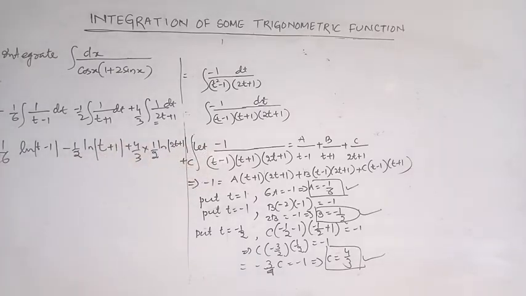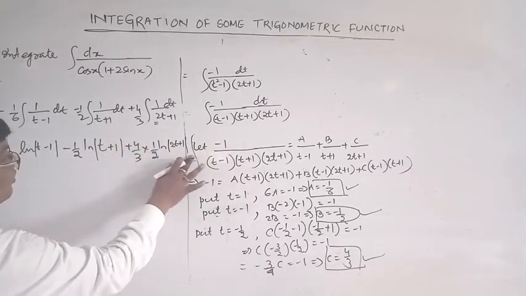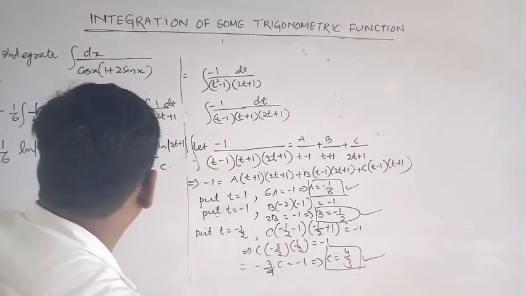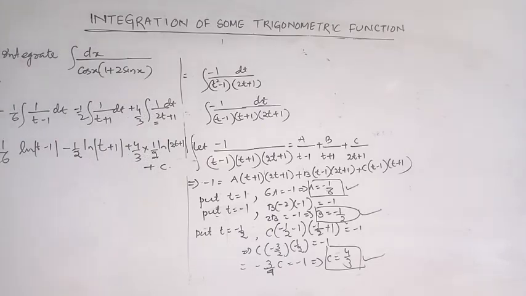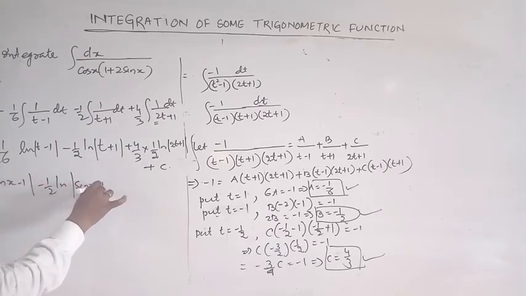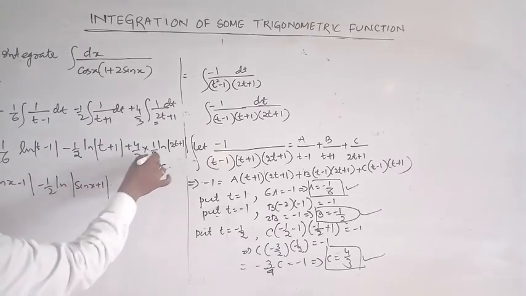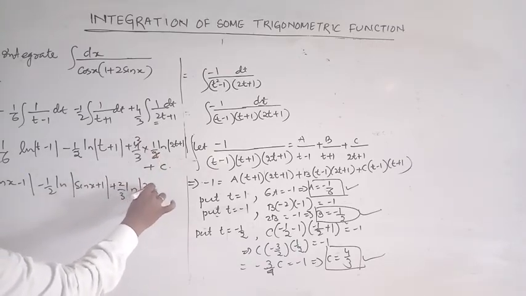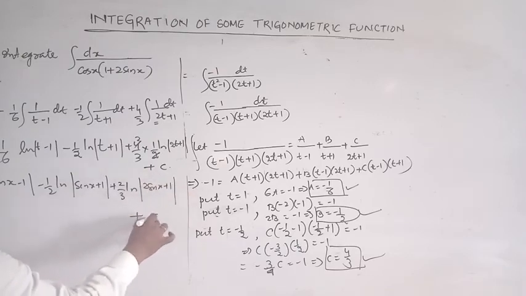So this is equal to what? Plus c. Okay, so this is minus 1 by 6 log of t, where t means sin x. So sin x minus 1, minus 1 by 2 log of sin x plus 1. What is 2 by 3 here? This is to cancel: 2 by 3 log of 2 sin x plus 1 plus c. Answer. Okay.